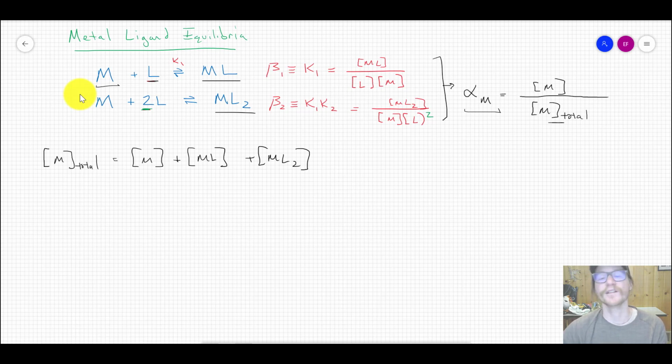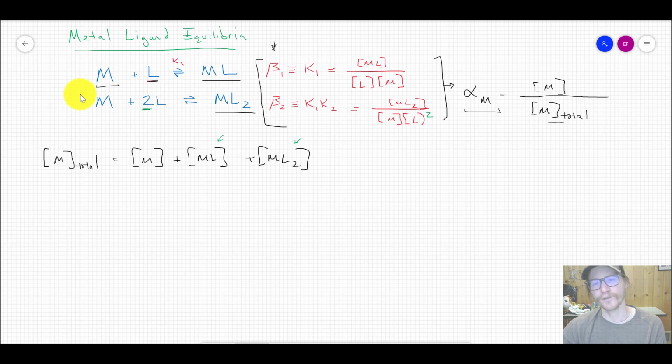That would defeat the purpose. That'd be too complicated. We'd have to solve everything. So what we can do is rearrange, or the first step we can do is rearrange the equilibrium expressions, these things that are written in red, in terms of ML and ML2. And so what we'll do is actually solve this first beta 1 expression for ML and then substitute that in.